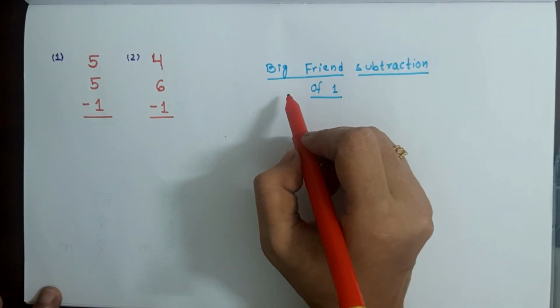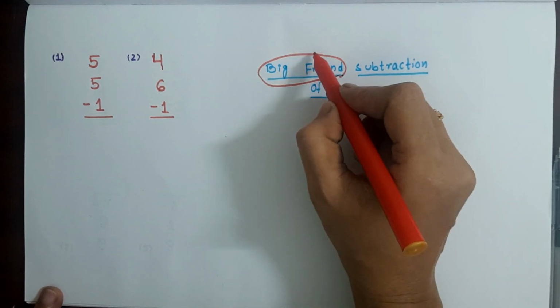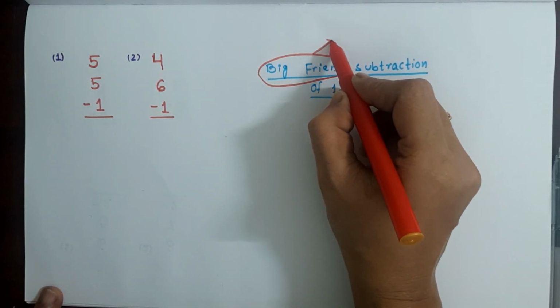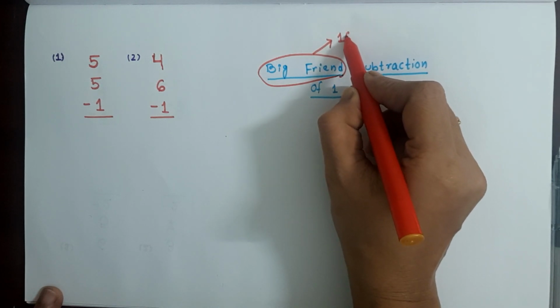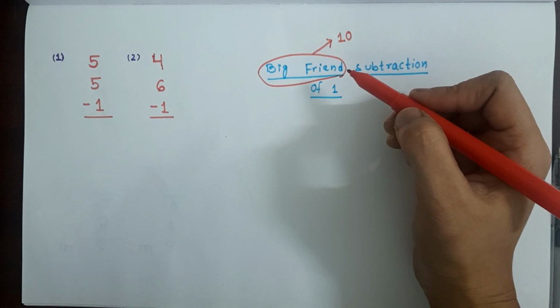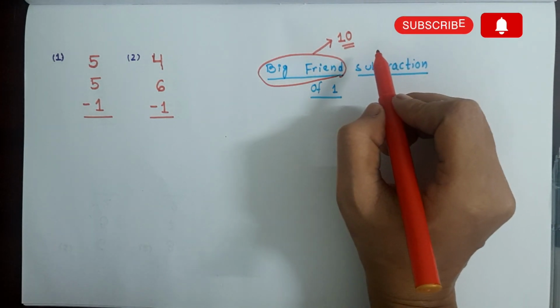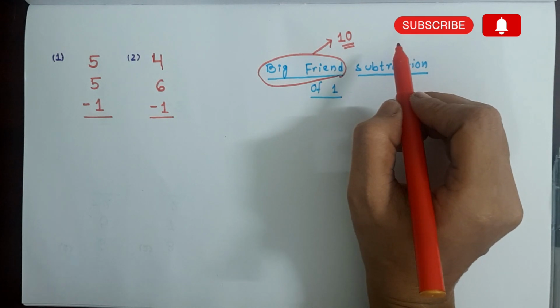Let me first tell you what is big friend. Big friends are the numbers which add up to a total of 10. Which two numbers between 1 to 9, if we add them together, we will get 10. Those two numbers are called big friends to each other.